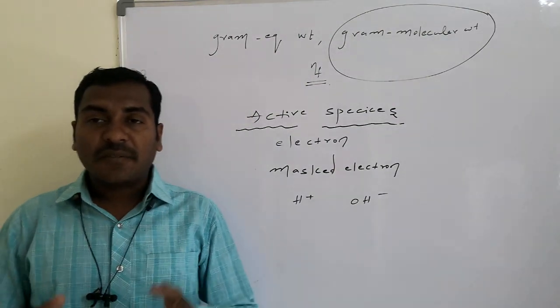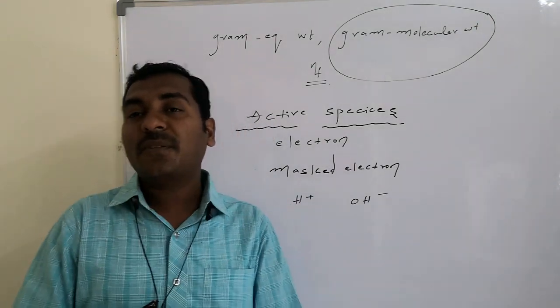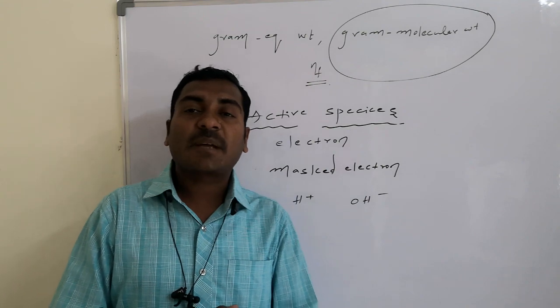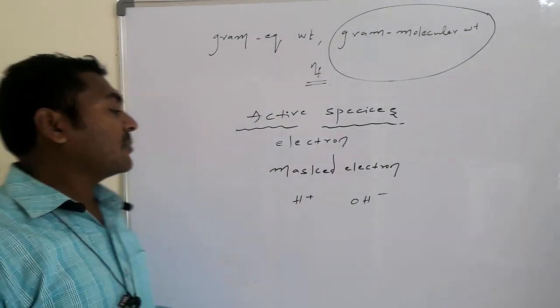Equivalent weight. The weight of substance in grams which is responsible for the production of 1 gram. 1 gram stands for what? Avogadro number of active species is said to be gram equivalent weight.